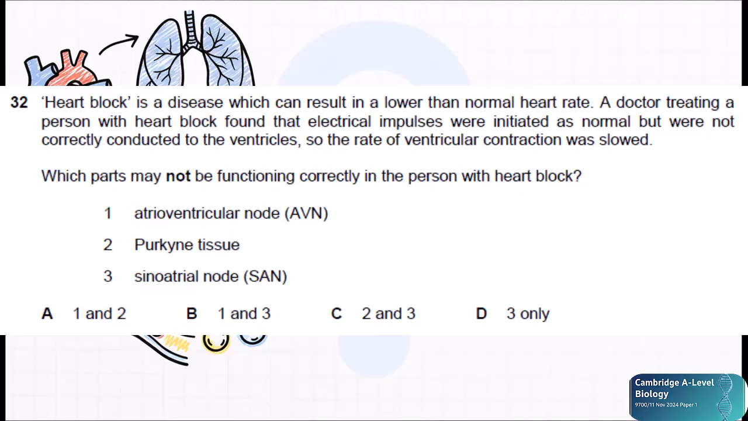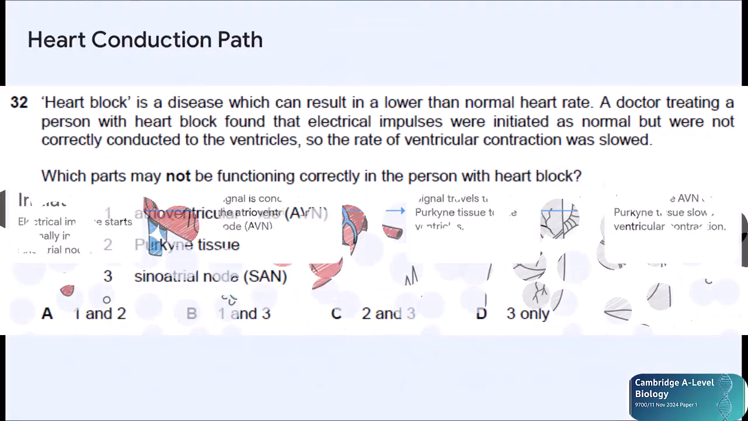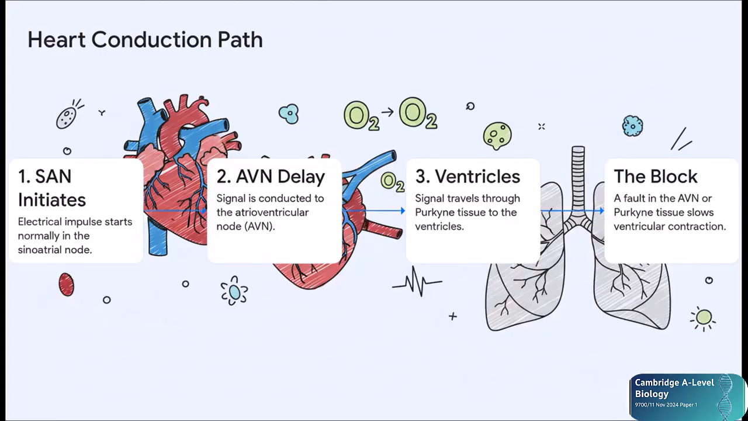Now, the question gives us 2 massive clues. You have to spot them: initiated as normal and not correctly conducted to the ventricles. That tells us exactly where the problem is and where it isn't. Okay, so let's trace the electrical signal's journey. Initiated as normal tells us the SAN, the sinoatrial node, the heart's pacemaker, is working perfectly. It's firing off signals like it should. The problem is the signal getting stuck on its way to the ventricles.